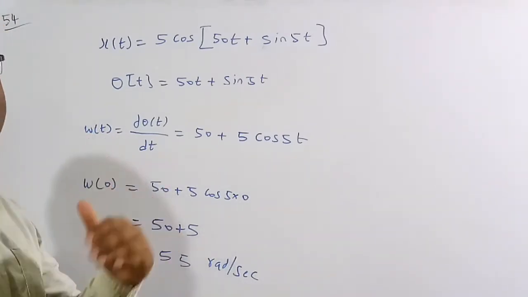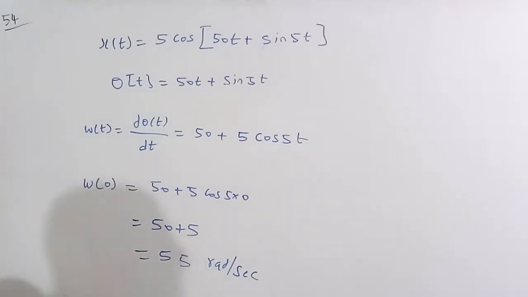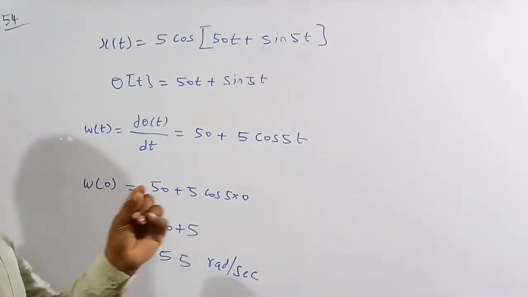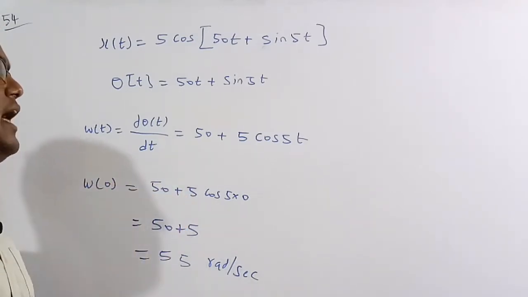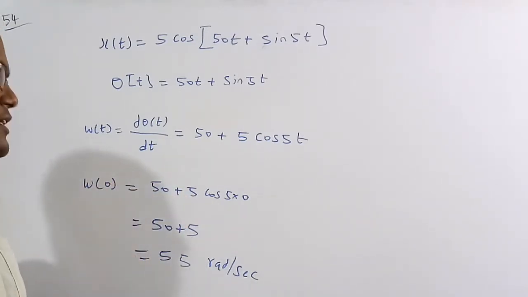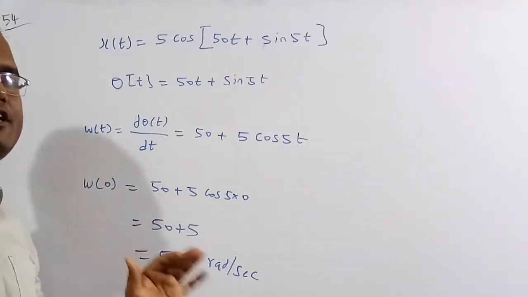From that we need to find the angular velocity by using differentiation, and at a particular instant, by substituting that time, we can figure out the value of the angular velocity at that instant. So in this question the angular velocity at time t equal to 0 is 55 radians per second. So now we are going to solve the 55th question.